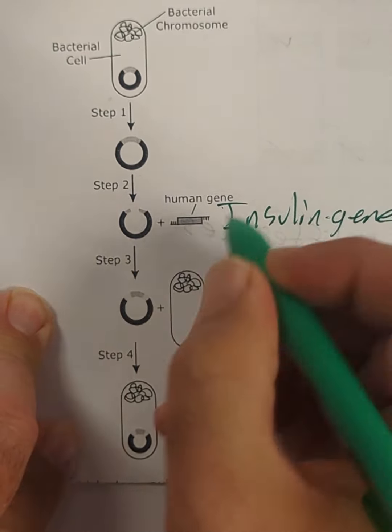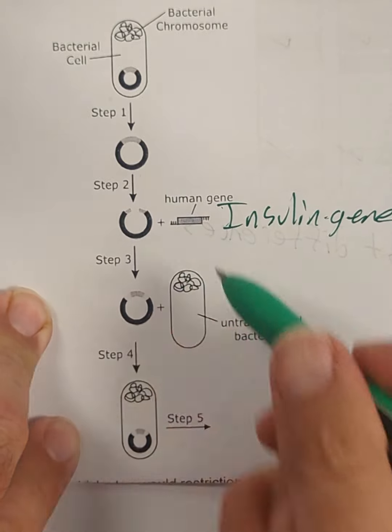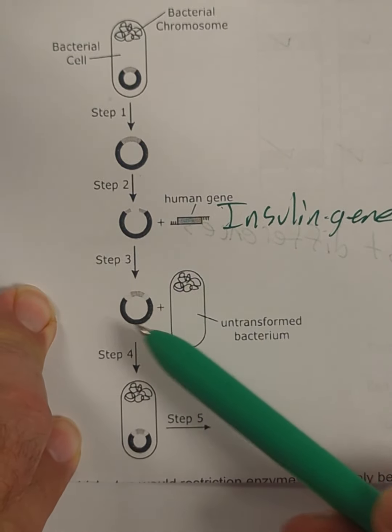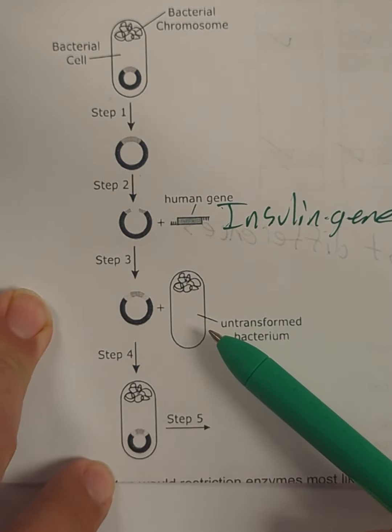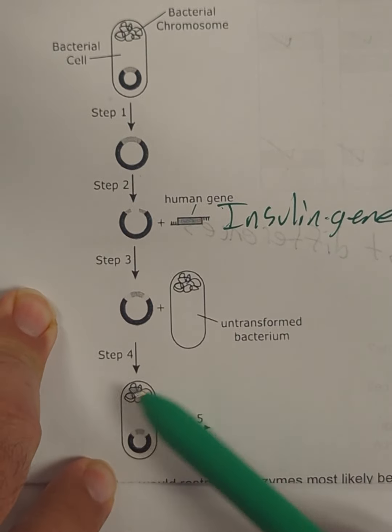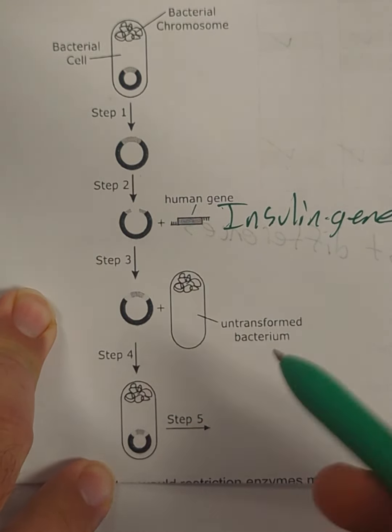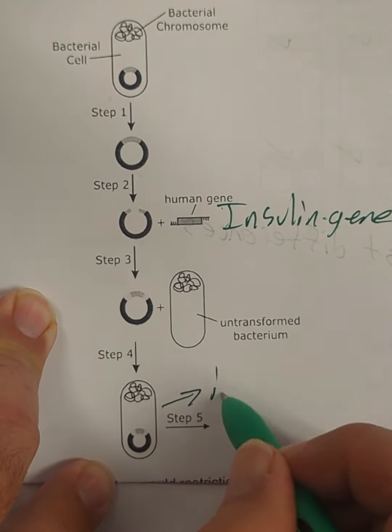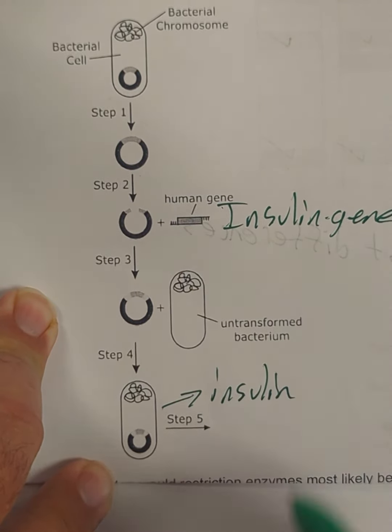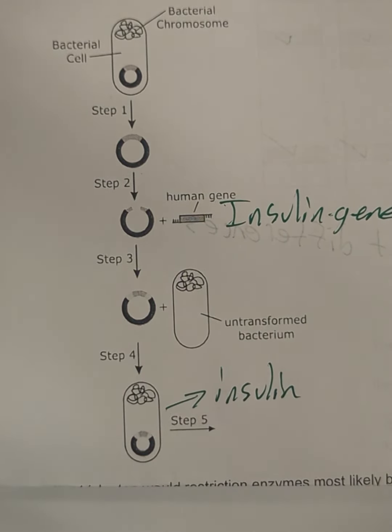All right? And so they insert that into the plasmid. Then they put the plasmid back into the bacteria. Now, this bacteria is going to start making insulin. Okay? So that's bacterial transformation.